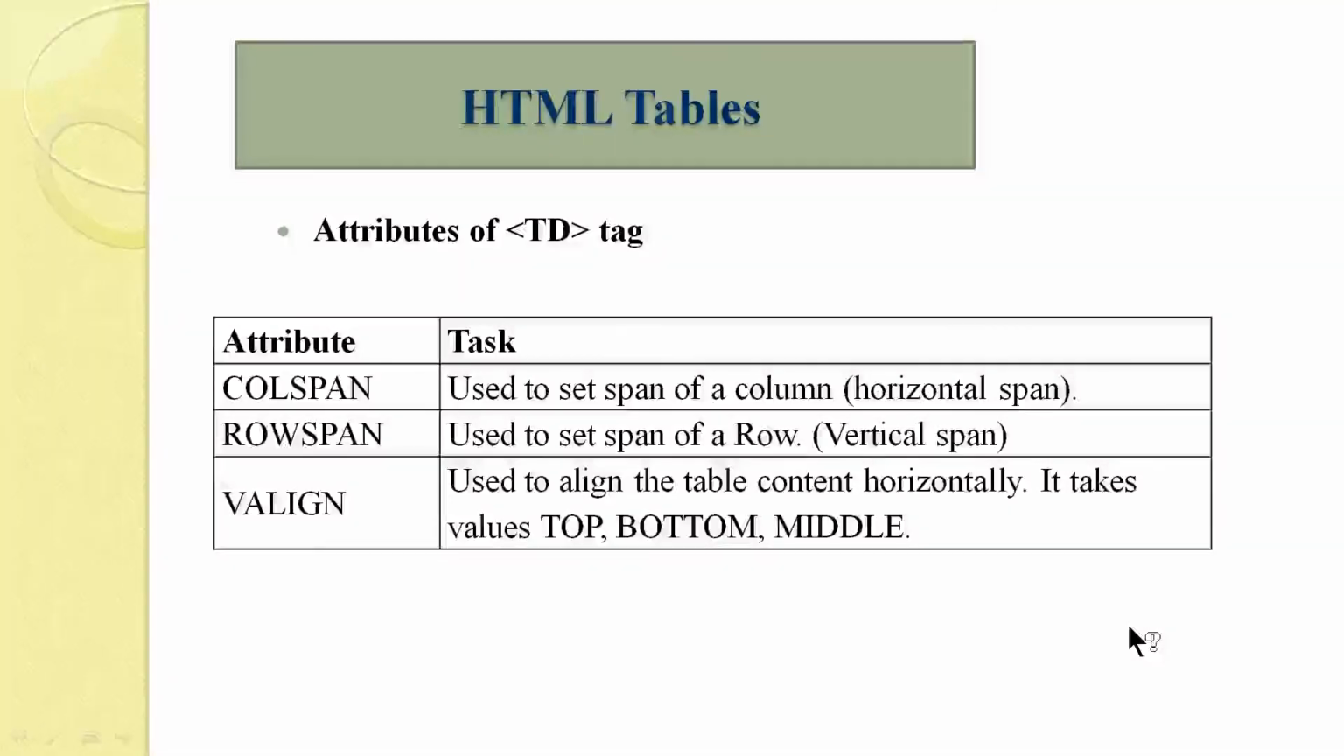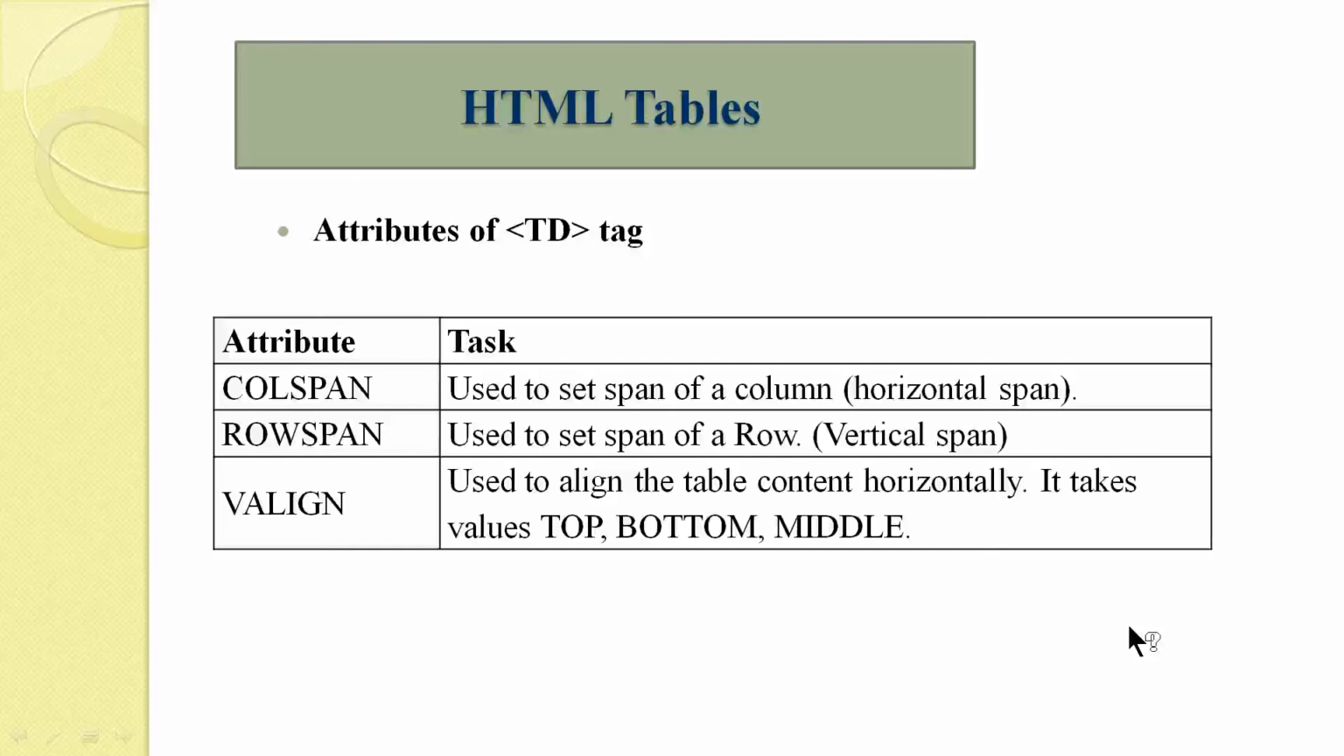Then what is the difference between the align and valign attributes? In the case of align, as it is used for horizontal alignment, it will take the values left, right and center. But in the case of valign, it is used for vertical alignment. In that case, it will take the values top, bottom and middle.